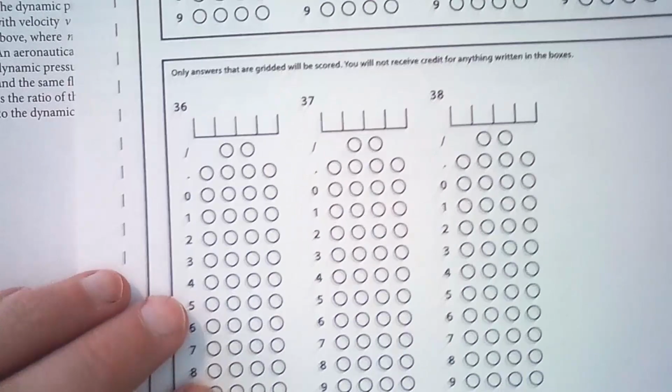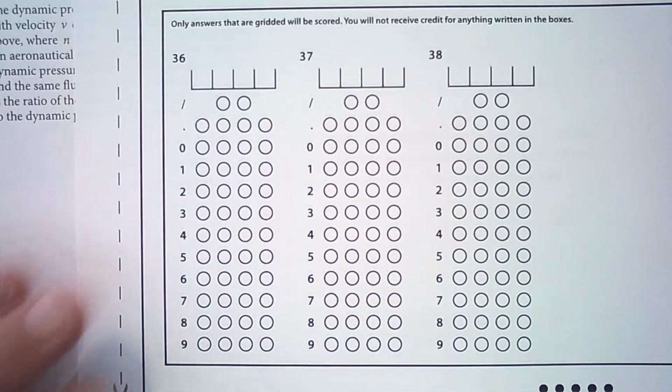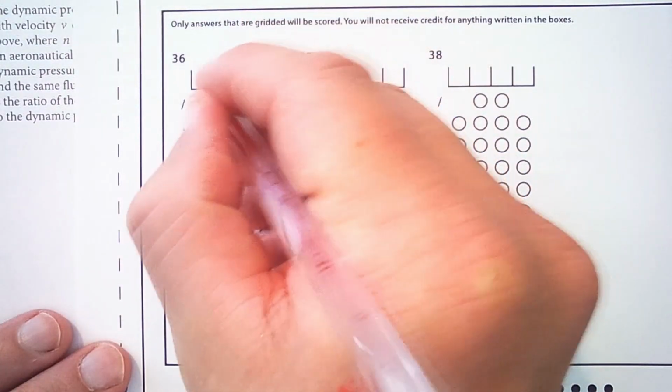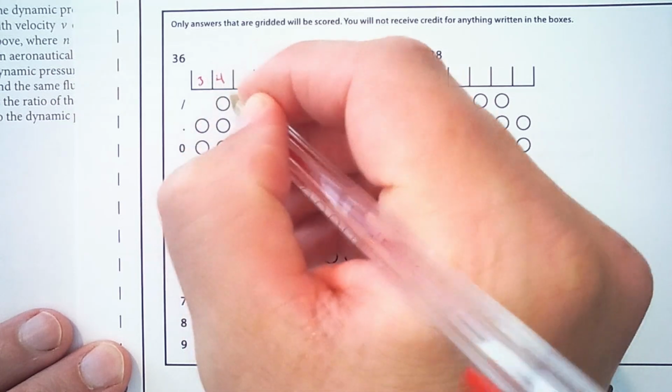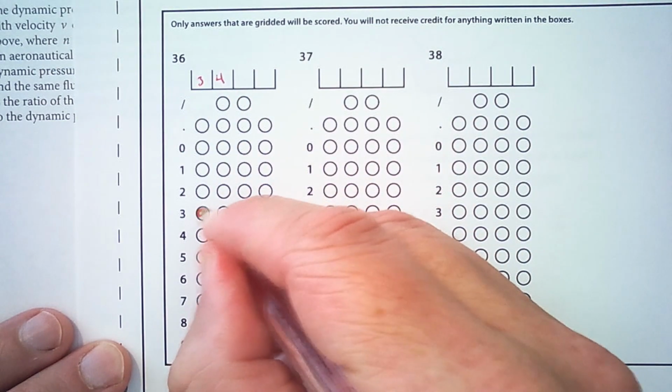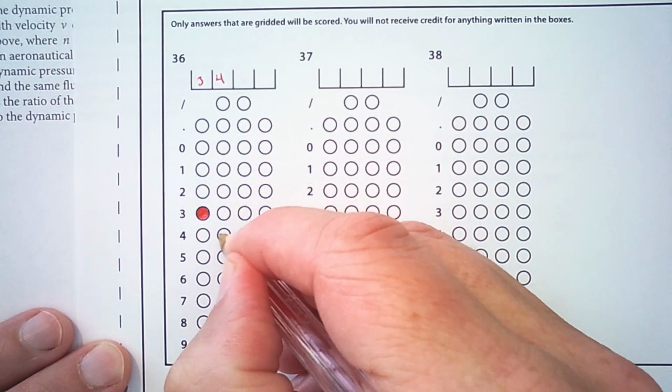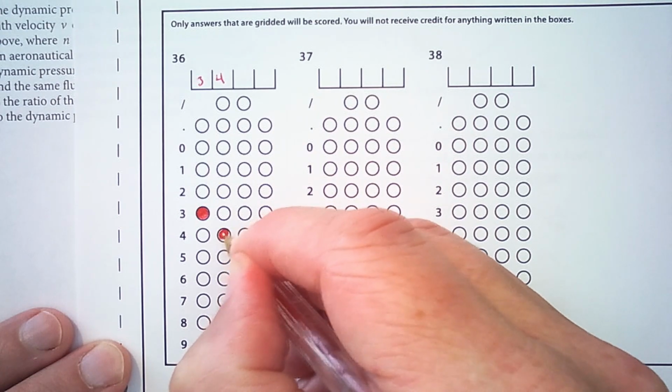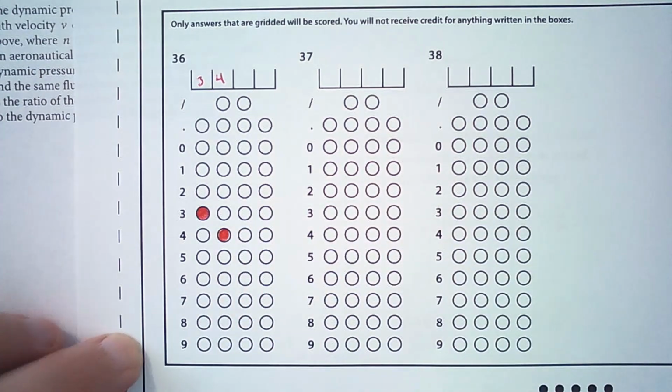So for number 36, I can choose any one of those options. I am going to choose 34 for one reason and one reason only, simply because the bubbles are really close together. But it does not matter. 29, 30, 31, 32, 33, or 34 would be an acceptable answer.